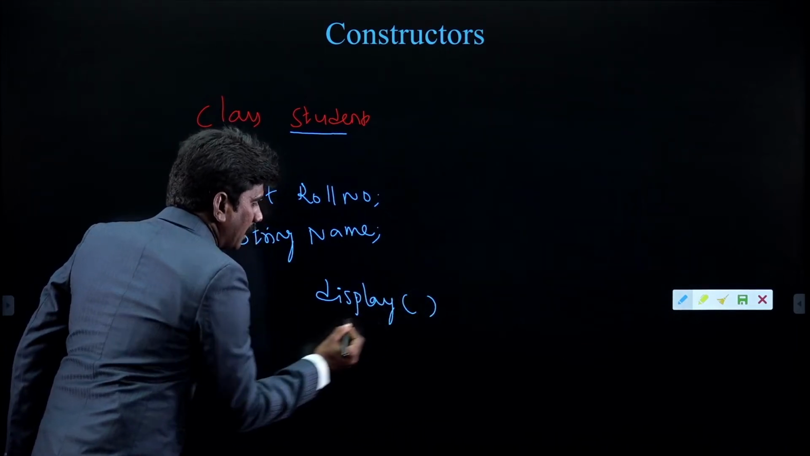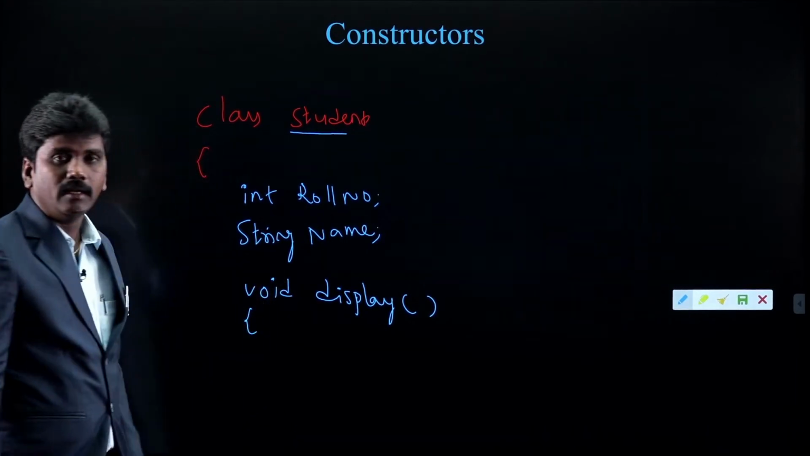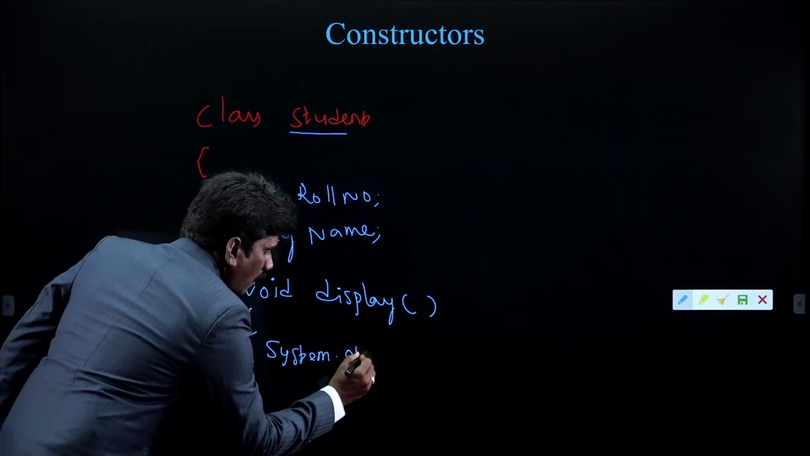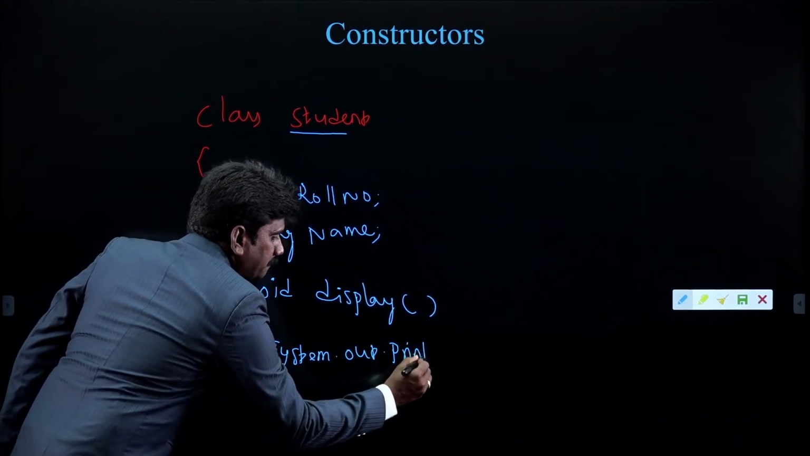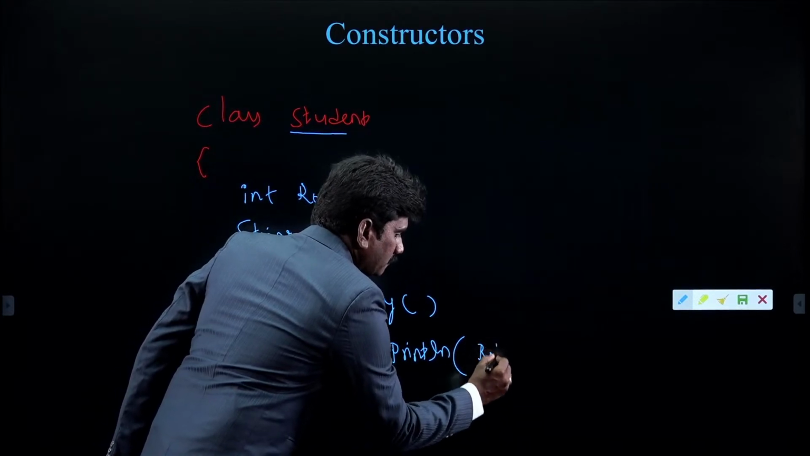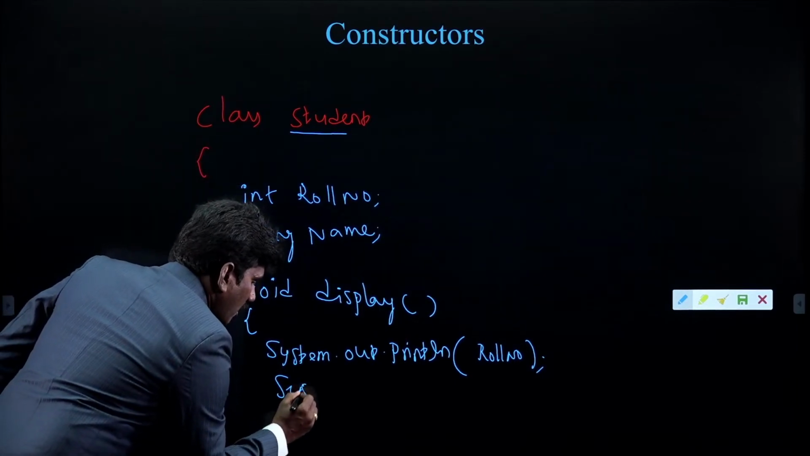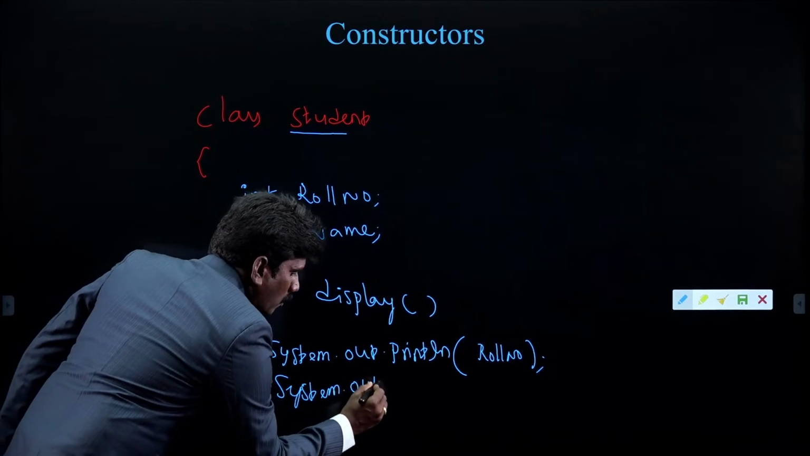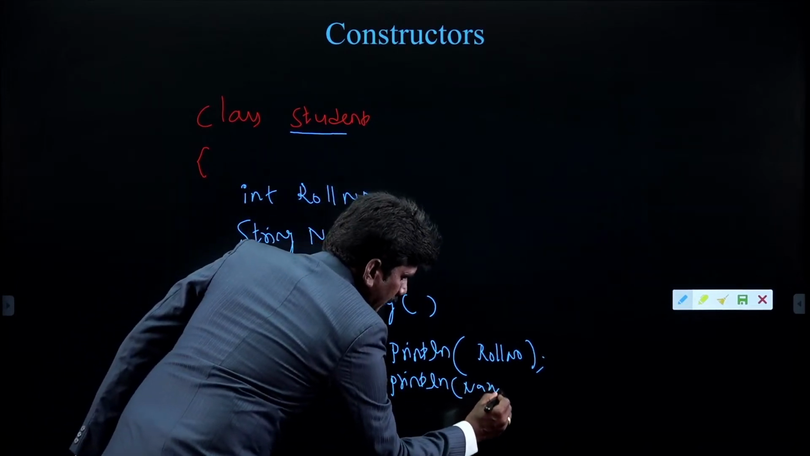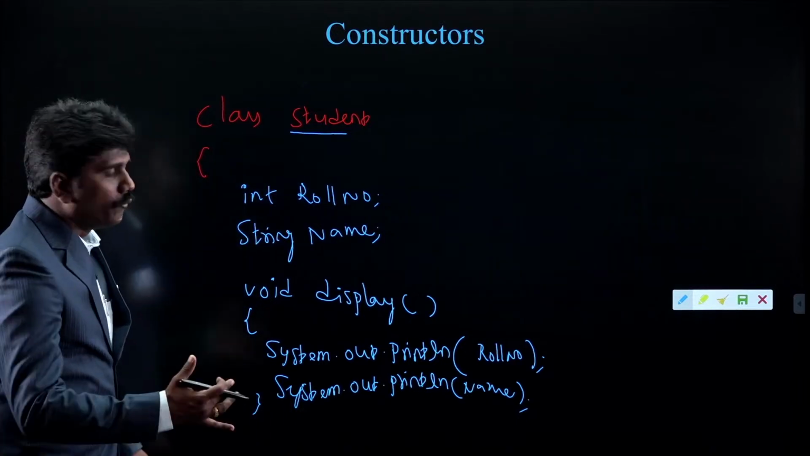I don't want to return anything, so I am using void as the return type. Void display. Inside this I am taking System.out.println to display the roll number, and to display the name also we take System.out.println and display the name. I am closing this one. To access this display method, we need an object.